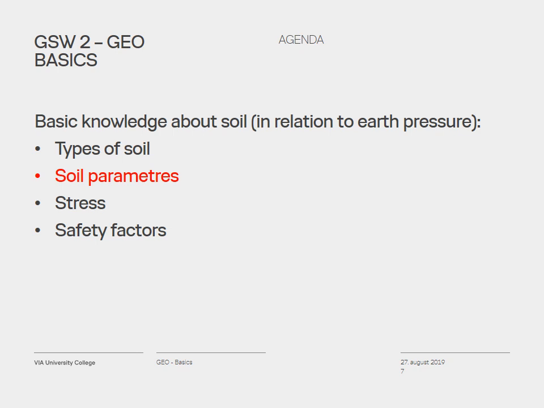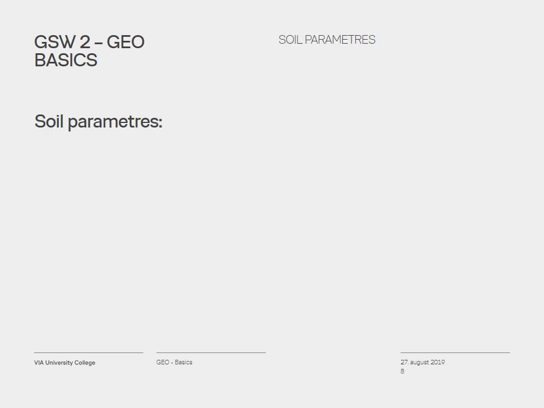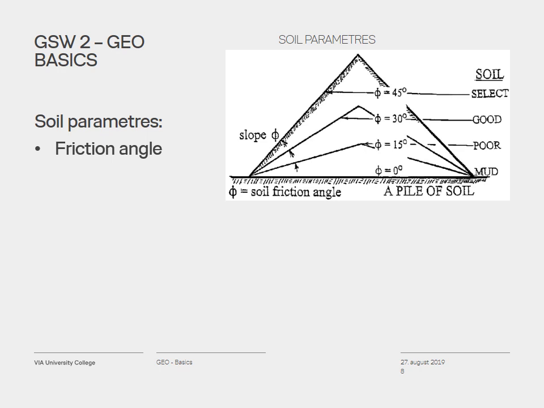When we work with soil as geotechnical engineers, we make use of soil parameters that allow us to perform calculations. I'm going to look at some of these parameters relevant for earth pressure. Friction angle is a very important parameter for soil. If you want to understand what a friction angle or angle of shearing resistance is, you have to think of a pile of soil on the ground. The steepness of the pile, you can translate that into the friction angle.